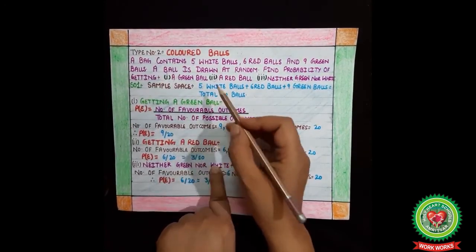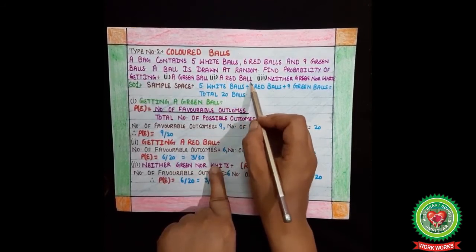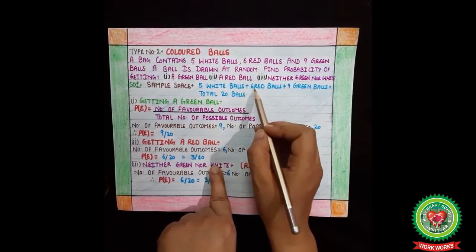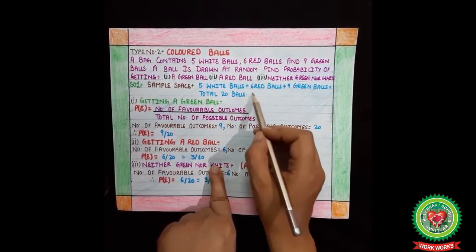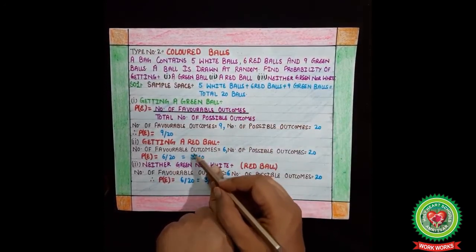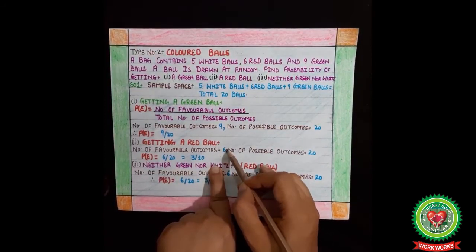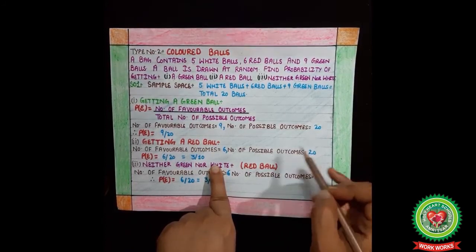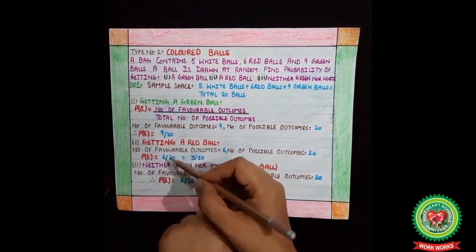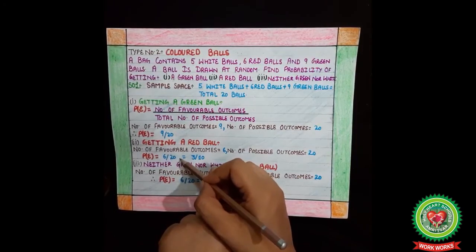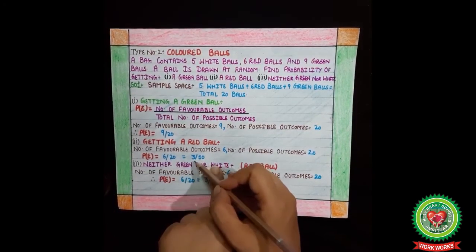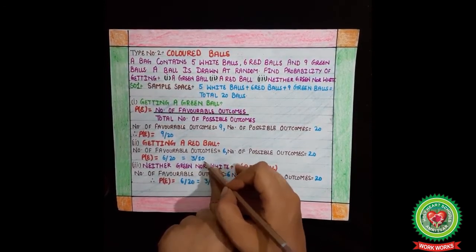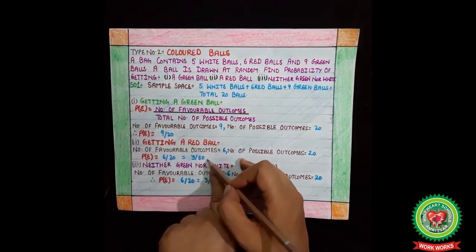Now move to the second part, that is a red ball. How many red balls are there? 6 red balls are there. So these are the number of favorable outcomes, and number of possible outcomes again the same, that is 20. Therefore P(E) is equal to 6 upon 20. So in this case cutting is possible. We will do the cutting. After cutting we will get answer as 3 upon 10.